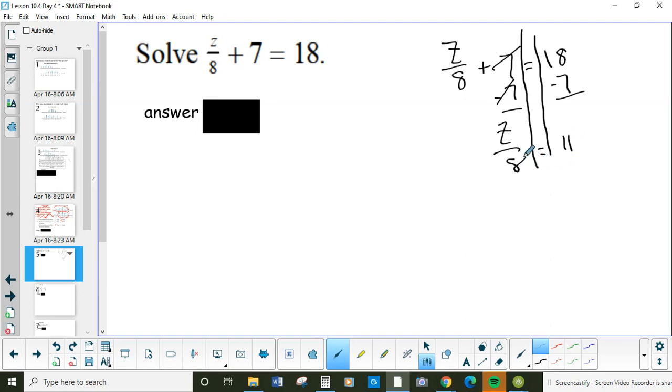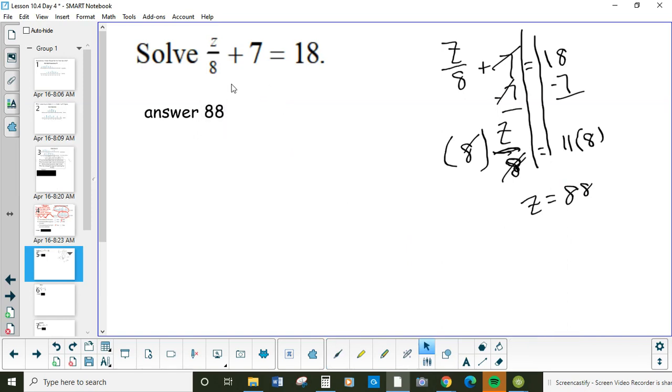How do I get rid of the 8 when it's on the bottom of a fraction and the variable's on top? Well, this means division. The opposite of division is multiplication. So I multiply both sides by 8. And those 8's cross out. And I should get an answer of 88.